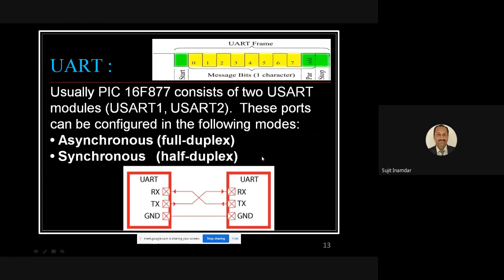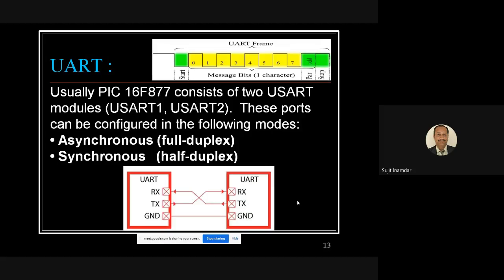So this is the block diagram we have seen for UART. Only two main pins are there, that is transmitter and receiver. One end's transmitter is connected to the receiver at the other end. The opposite is also the same. And the ground pin is common, which is required on both sides, the transmitter and the receiver.